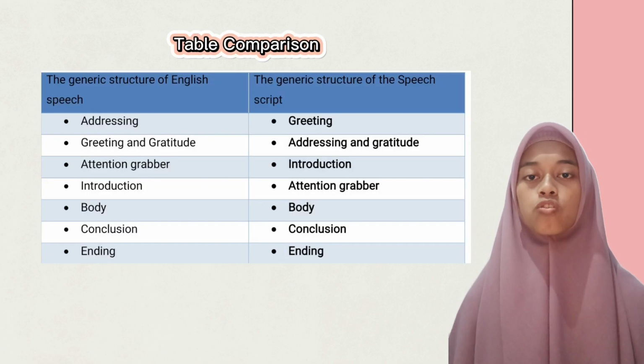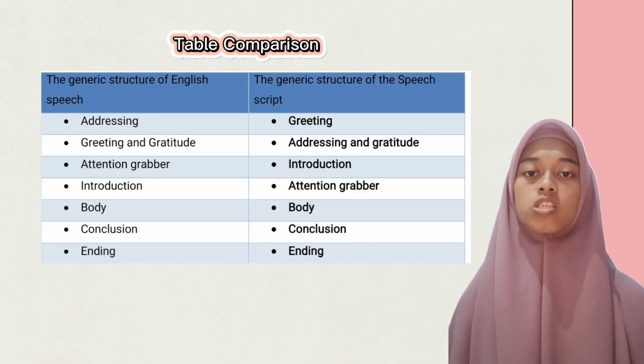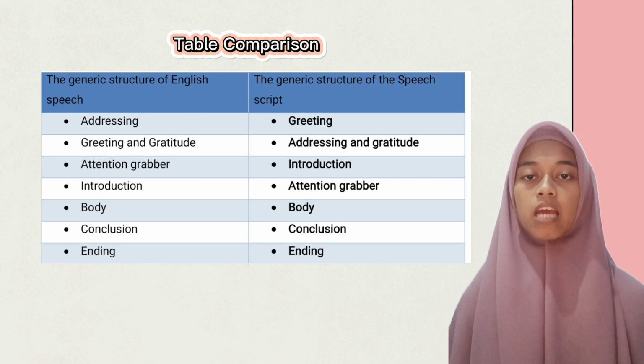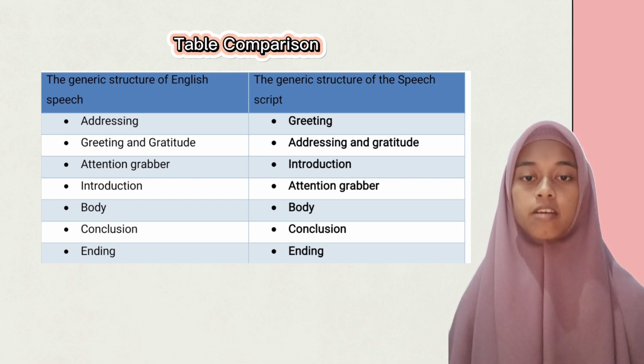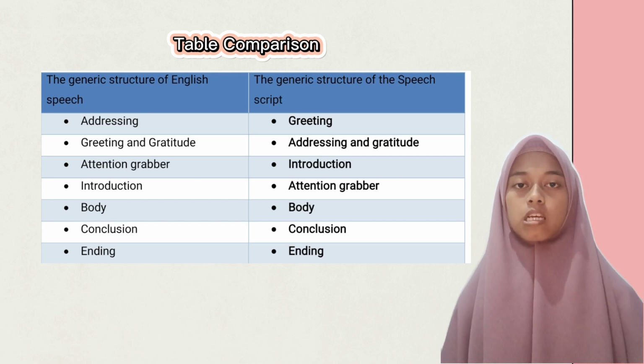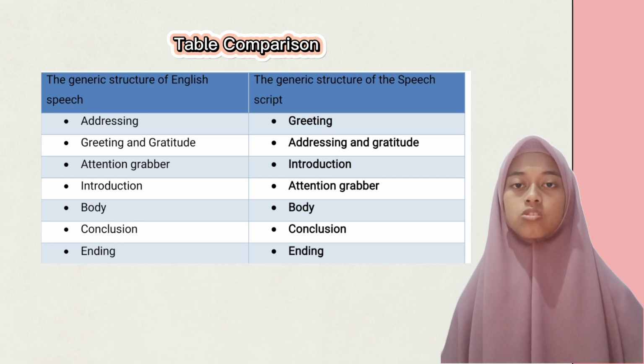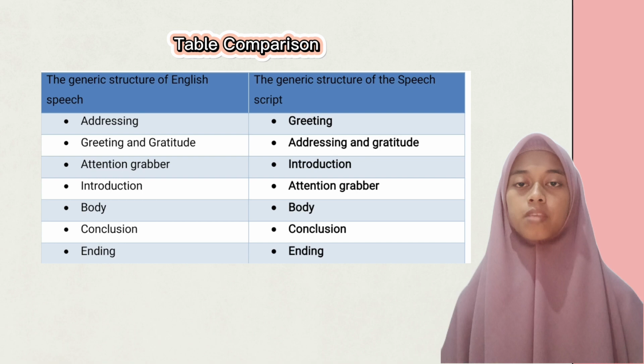Well, now let me show you the table comparison between the generic structure of English speech and the generic structure that I found in the speech script entitled The Quality of Education in Indonesia. So after analyzing the speech structure, the generic structure I found is not in line with the generic structure of English speech, because the generic structure of English speech starts with order, addressing, then followed by greeting and gratitude, and next is attention grabber, and then introduction, body, conclusion, and last is ending.